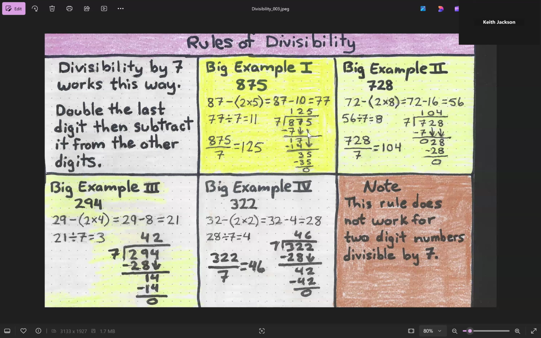When we do that, we will arrive at 125. Okay, so when you apply it, you can take a look at this example right here, that 125 times 7 will give us 875. All right, so let's move on to big example 2.